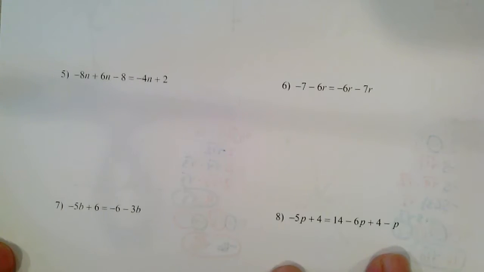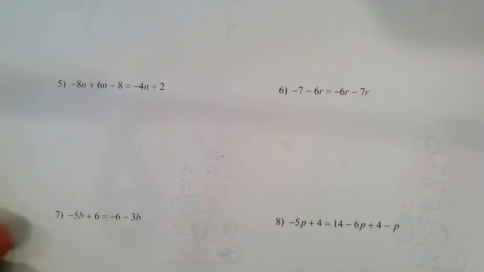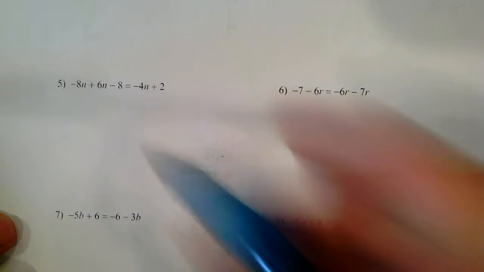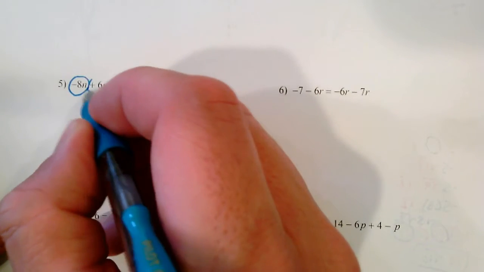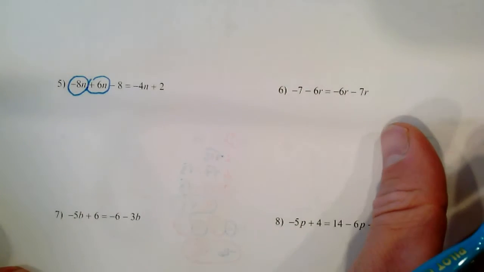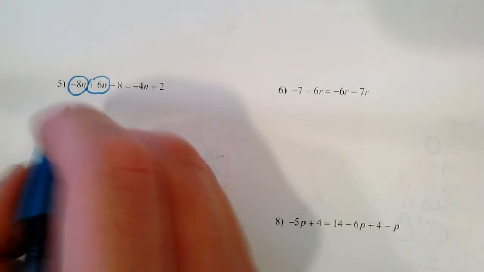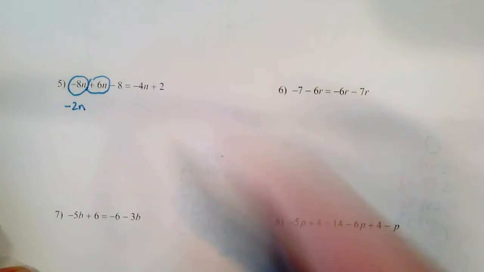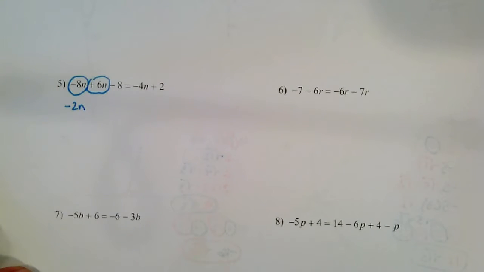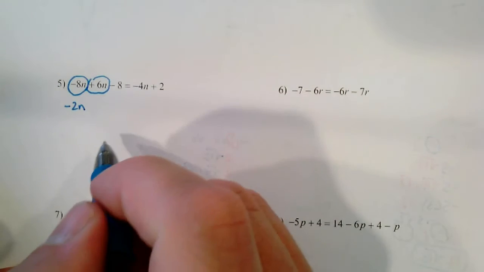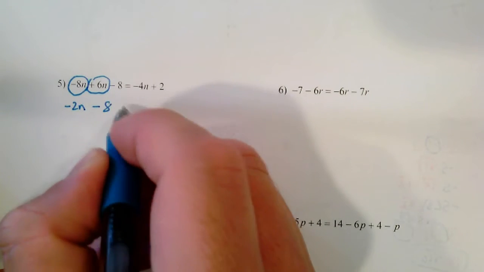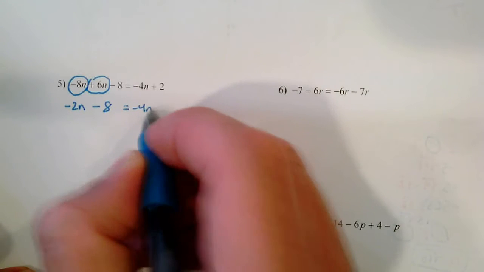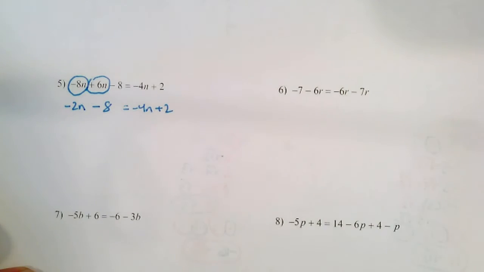Next up. Let's see here. Well, when we look at our terms on the left, notice we have a negative 8n and a positive 6n. This altogether makes a negative 2n. So we're going to start out by just combining those like terms. Over here, no like terms to combine. We still got our negative 8, negative 4n plus 2.